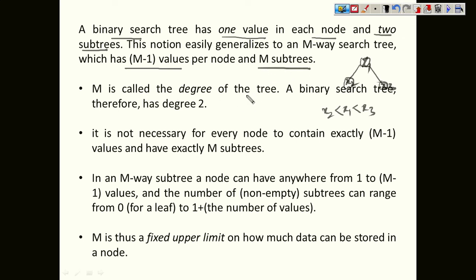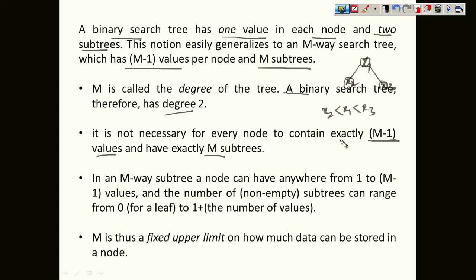Now m is called the degree of the tree. So when we say binary search tree or a two-way search tree, the degree is 2. Similarly, when we talk about the m-way search tree, the degree of the tree will be m. Now, it is not necessary for every node to contain exactly m minus 1 values. When we talk about two-way trees, a node contains at least one value, and this is actually both the maximum and minimum limit for the binary search tree. But in m-way search trees, every node can have up to m minus 1 values. So this is the maximum limit.